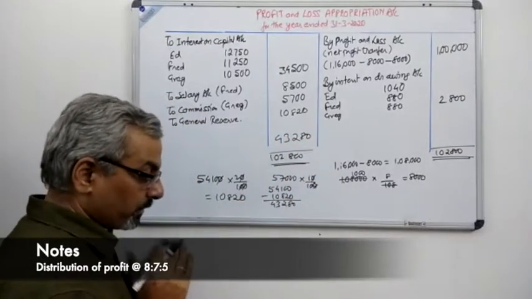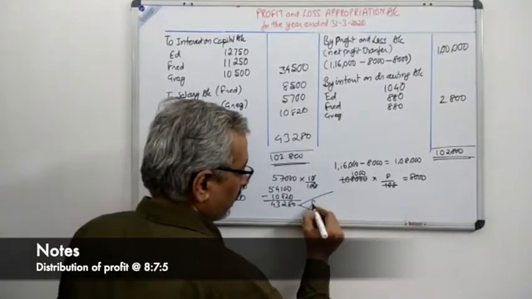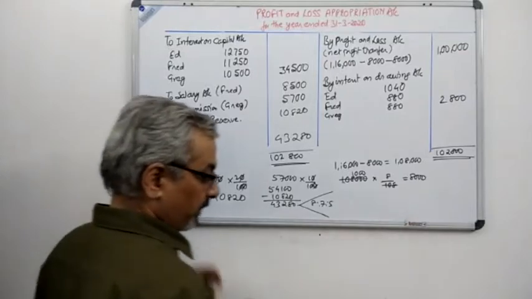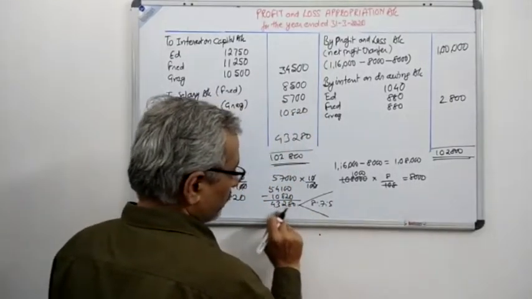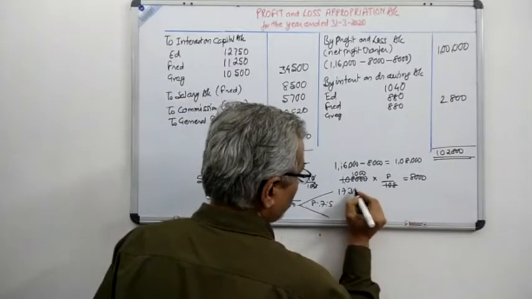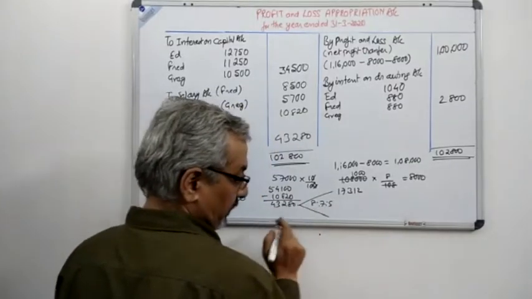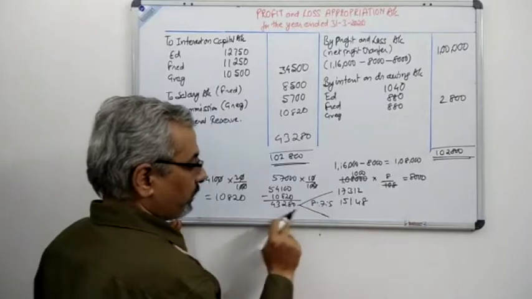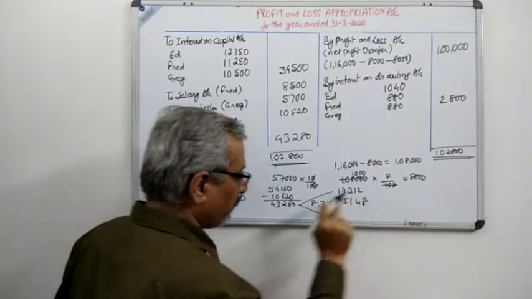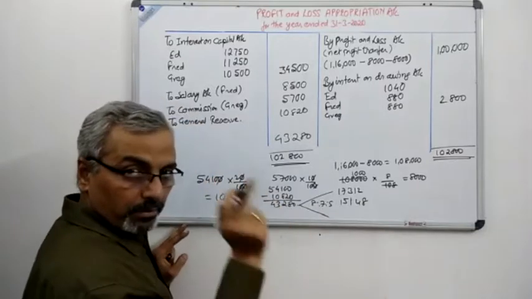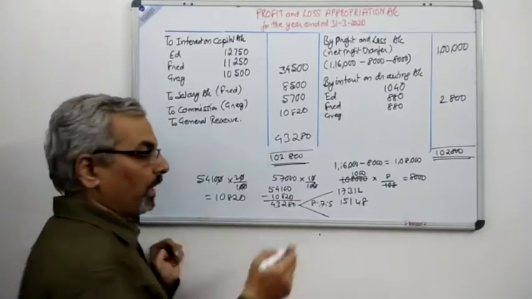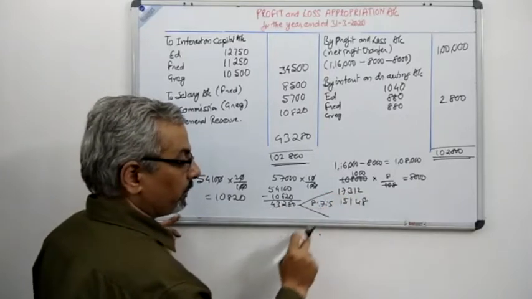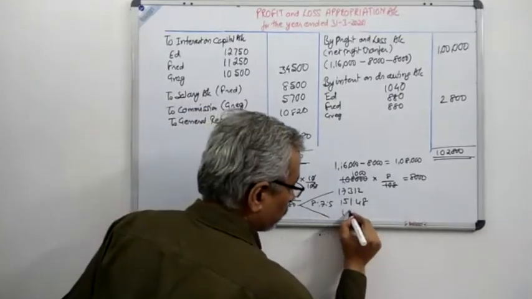43,280 is the distributable profit, which we will distribute among the partners in the ratio of 8:7:5. So three partners, they will be getting the distribution in the ratio of 8:7:5. So the first partner, 43,280 divided by 20 multiplied by 8 gives us 17,312. Next one, again 43,280 divided by 20 multiplied by 7 gives us 15,148. I hope you are understanding how we are doing it, because we add 8 plus 7 plus 5, we get over here 20. We have divided by 20 and we have found out 17,312, 15,148, and the last partner 10,820.